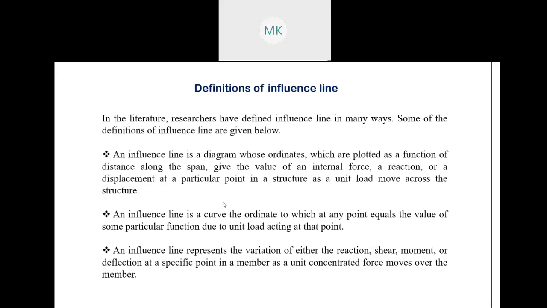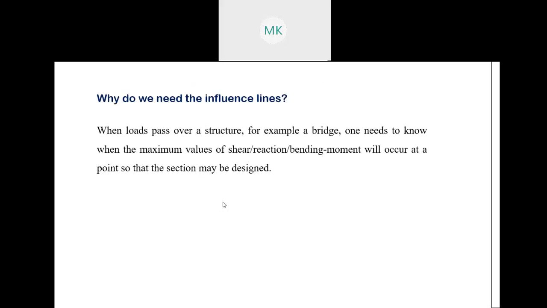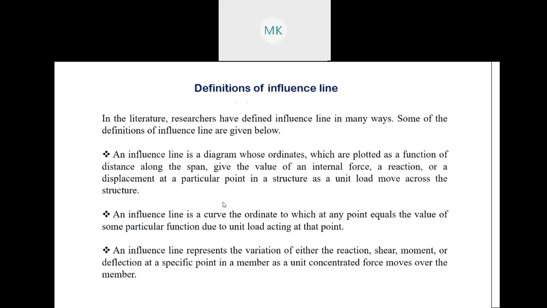Okay. So what this basically says is that as per the time, as per the distance, the load is moving through a structure. So as per that, our force, our reaction, our displacement, everything will vary as per that load. And this influence line diagram is nothing but the representation of this type of movement of load. Okay. So the next definition is: an influence line is a curve, the ordinate to which at any point equals the value of some particular function due to a unit load acting at that point.